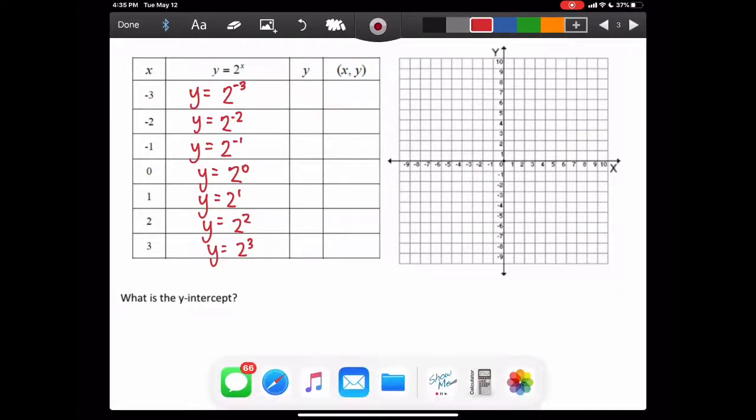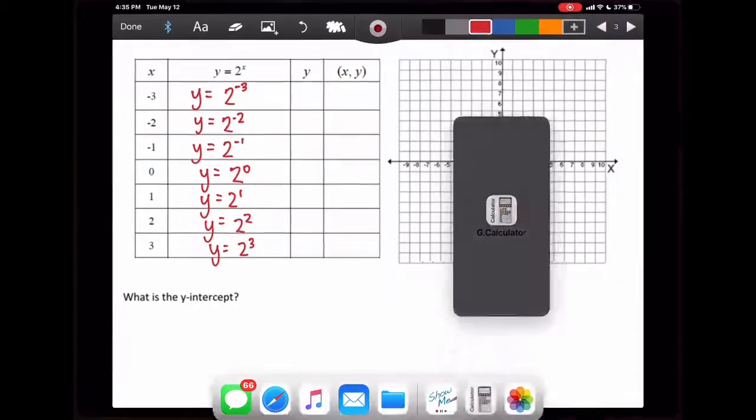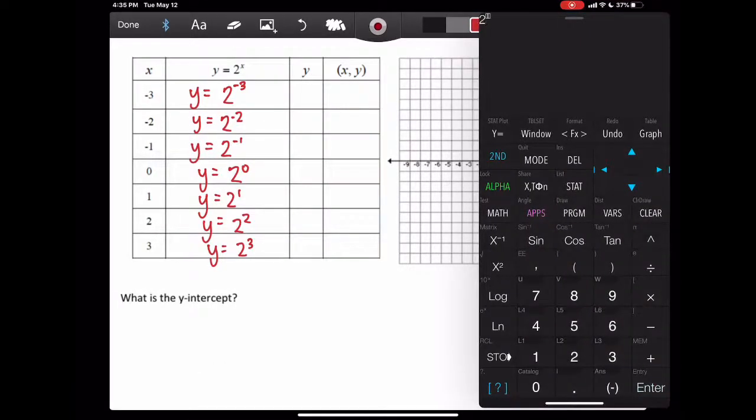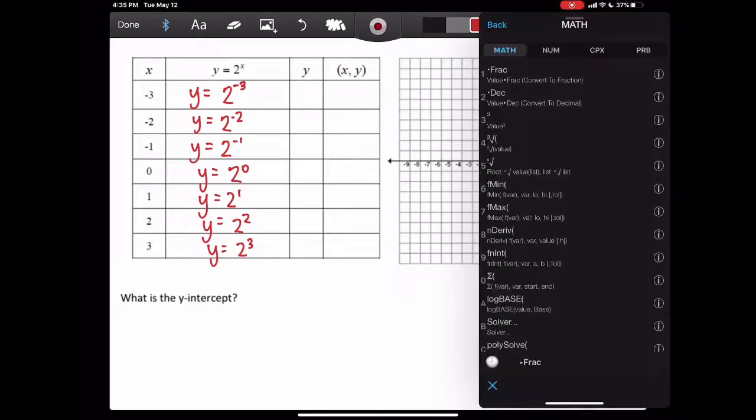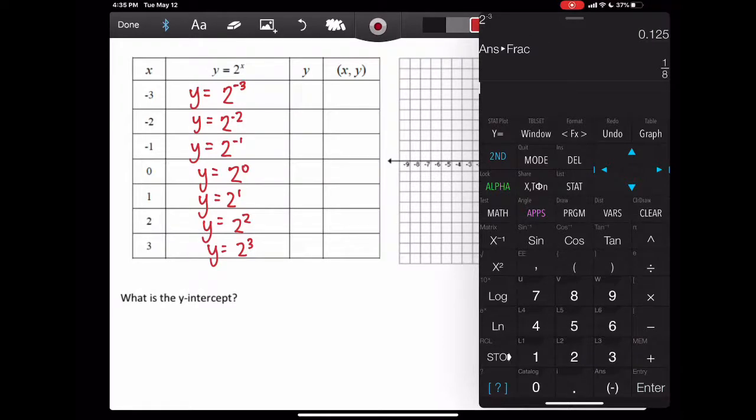All right, so remember, we can always just go to our calculator here, and we can do 2 raised to the power of negative 3. That's going to give me 0.125. I want that to be a fraction, so I'm just going to go ahead and turn it into a fraction. That's going to be 1/8. Did I do that right? 2, -3. Yes, 1/8. So my ordered pair would be (-3, 1/8) for my y.